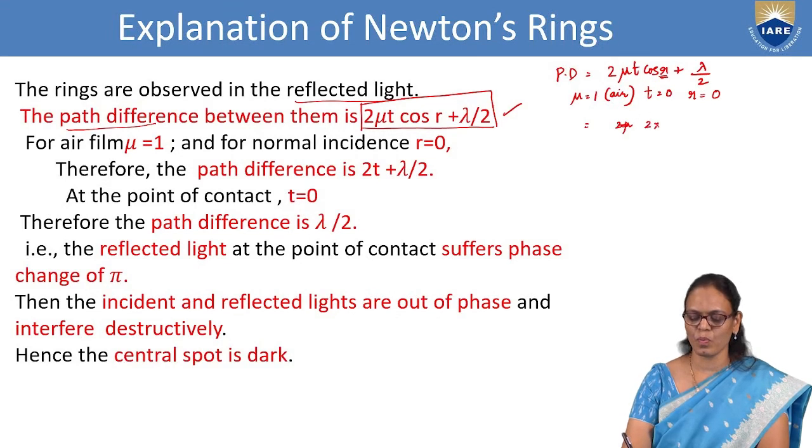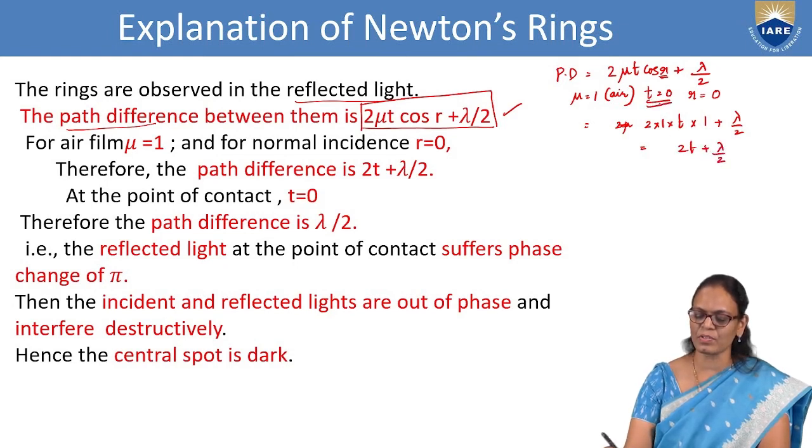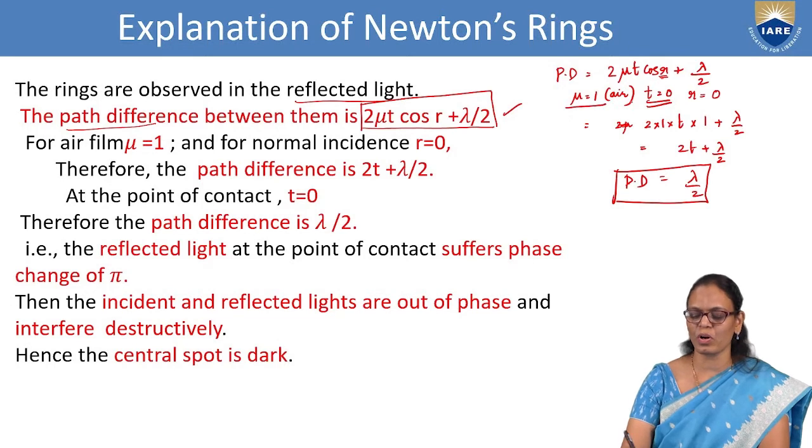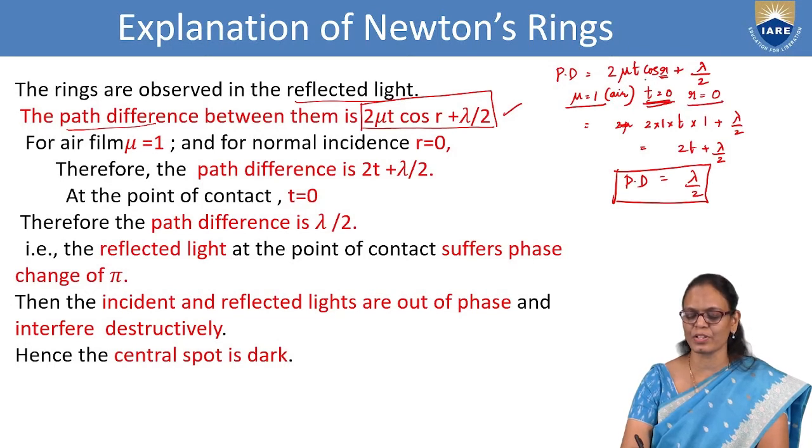So, 2 into 1 into t into cos 0 is again 1 plus lambda by 2. So, you get 2t plus lambda by 2. And then again t is equal to 0. So, you are getting lambda by 2. So, what is the path difference now? Lambda by 2. So, we are going to put all the three conditions in this equation.